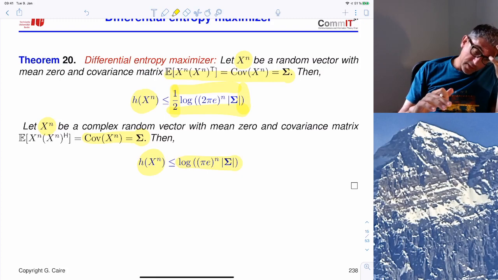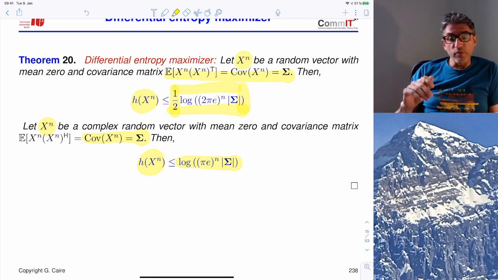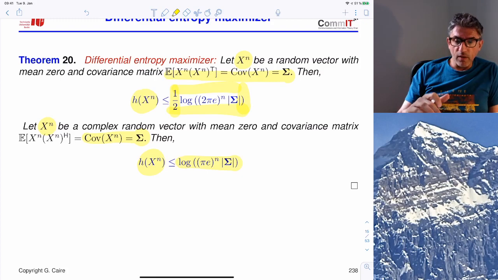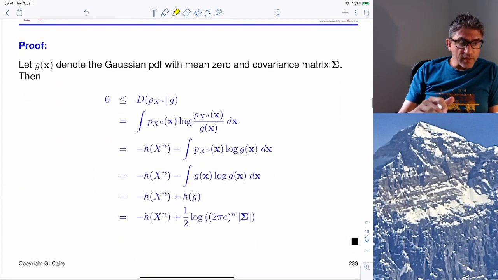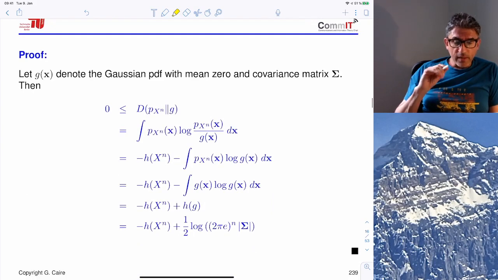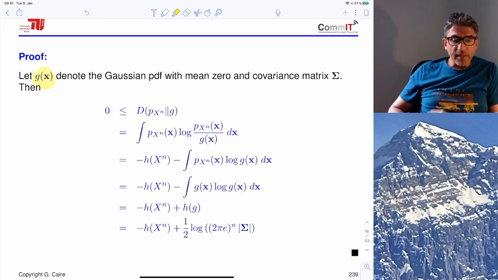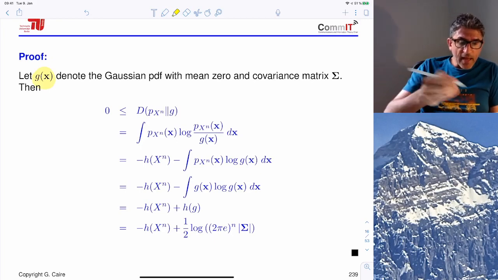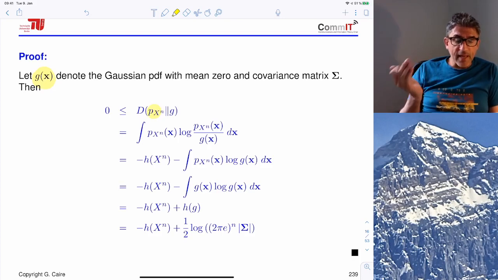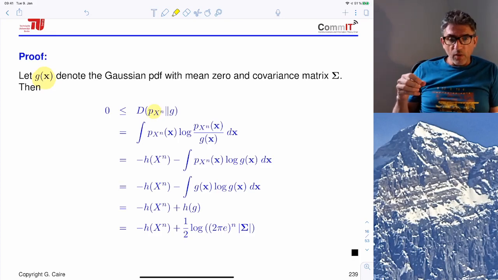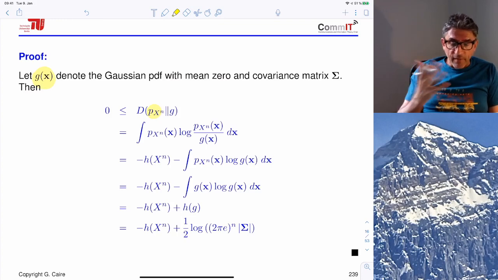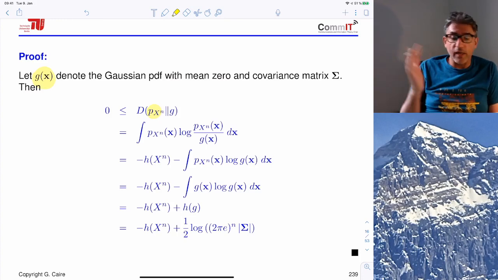That's a very important property that will be used to prove the capacity of the Gaussian noise channel. So how do we prove this? The proof is in fact quite simple. It's a few lines. So let G denote the Gaussian PDF with mean 0 and covariance matrix sigma, and let P_{X^n} be the original PDF of this generic random vector. All we know is that it has mean 0 and the same covariance matrix, but the distribution can be non-Gaussian.